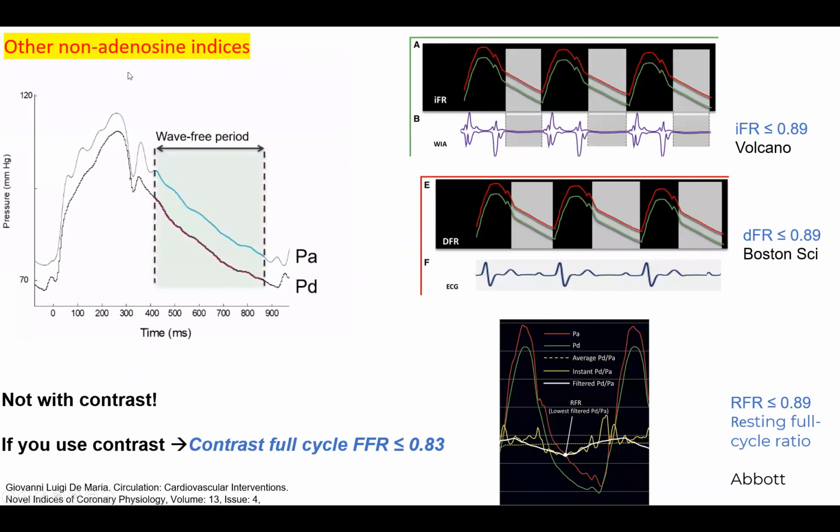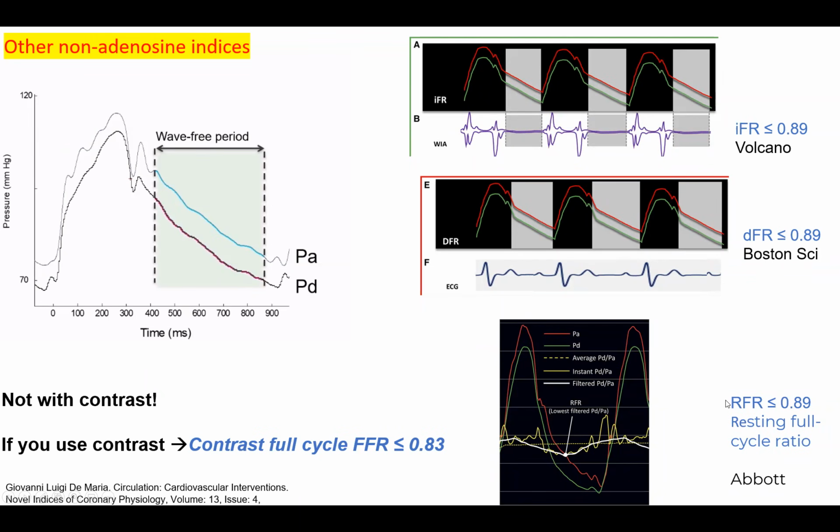So I want to describe other non-adenosine indices beside iFR. iFR measures the PD/PA ratio in a particular part of diastole, the wave-free portion of diastole, not throughout all diastole, the period where you have no waveform and where you have the lowest resistance and highest flow. There's another ratio called DFR, where you're measuring the ratio throughout all of diastole. In reality, those two indices, iFR and DFR, are practically exactly the same. They correlate more than 99% of the time. So really, there is no difference except for the manufacturer here.